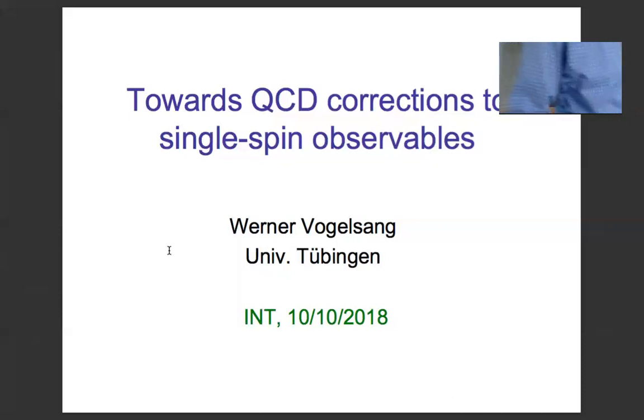All right, as you can see, I changed the title slightly, just because I think we are in the process of getting there, but we haven't quite reached our goal yet. Really getting a complete set of QCD corrections for single spin observables. So I'll tell you our efforts, our achievements, and also the problems that we still have.